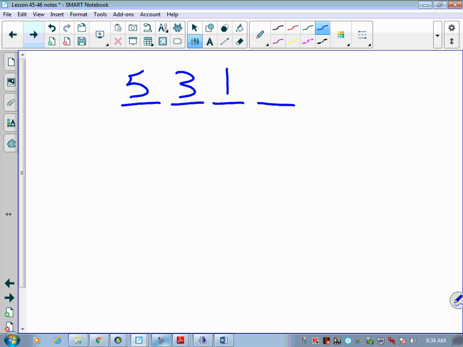Now, does it say anything about the 4th slot? Which means because repetition is permitted, how many of them can go in the 4th slot? 5. What do I do with these numbers? Multiply them. 5 times 3 times 1 times 5, which is really 15 times 5, which is 75.